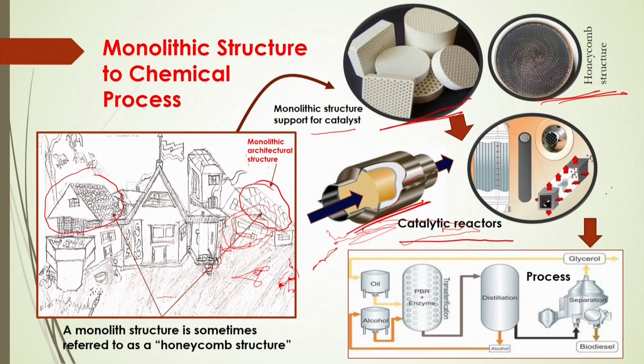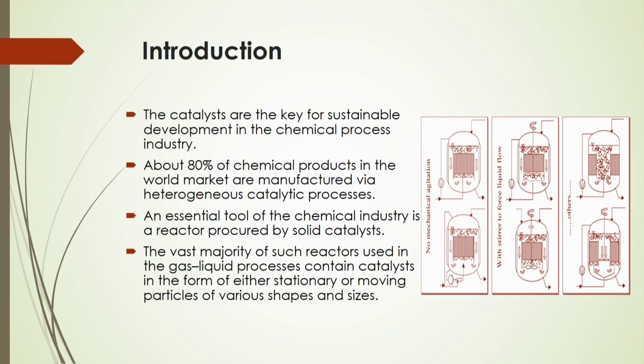So, there are several other types of reactors that are being developed based on this special structure, and these structures are actually used for chemical engineering processes. One example is transesterification to produce biodiesel. These monolithic catalyst structures are also being used for process intensification.